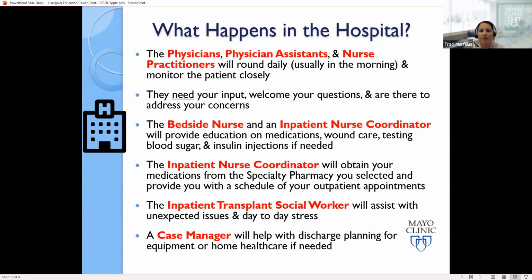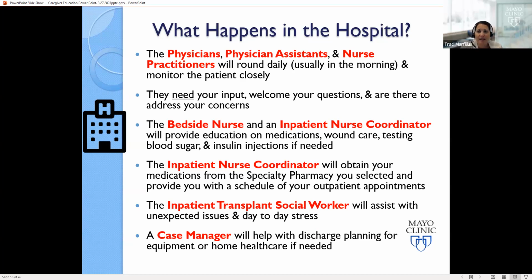What happens in the hospital? During this time, the physician assistants and nurse practitioners do round daily, usually in the morning, and monitor the patient closely. This is a great time for you to have that one-on-one time with the medical team. So they're there for you. They need your input. You can get your questions answered, address any concerns. You're with the patient the majority of the day, so you see things we don't necessarily see.